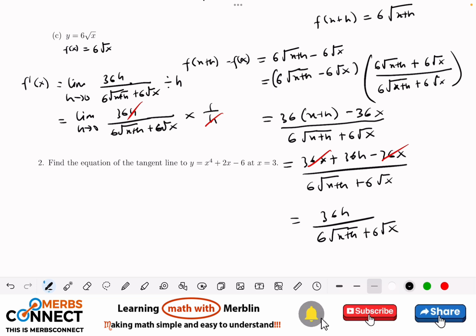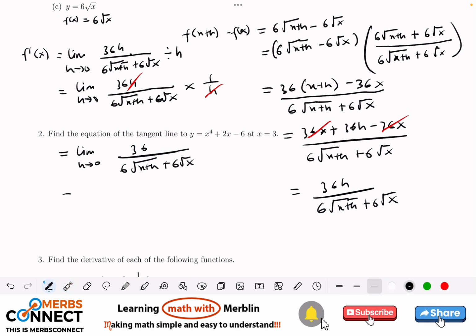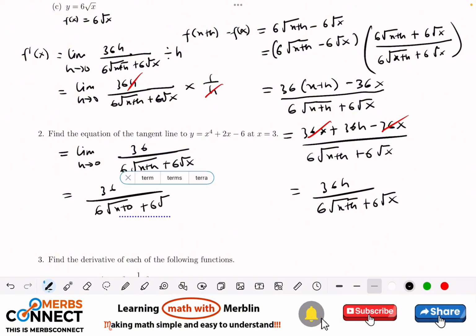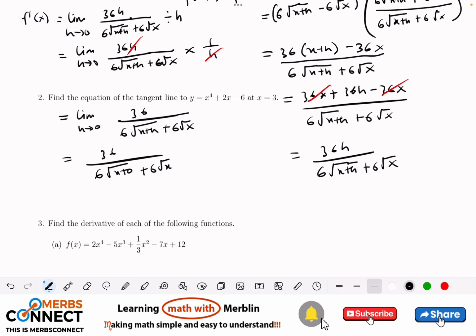So now I'm going to have the limit as h approaches 0 of 36 divided by 6 root of x plus h plus 6 root of x. Then when I plug in the 0, nothing happens. So I'm going to have 36 divided by 6 root of x plus 0 plus 6 root of x. This one will be this. So I'm going to have 36 divided by 6 root x plus 6 root x.